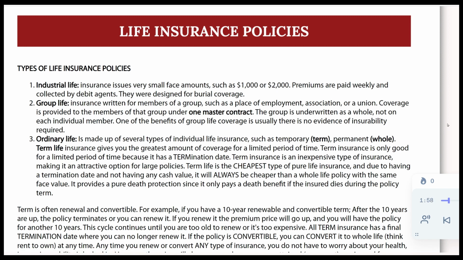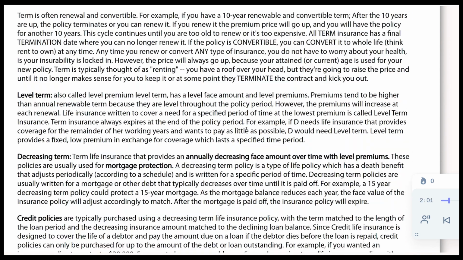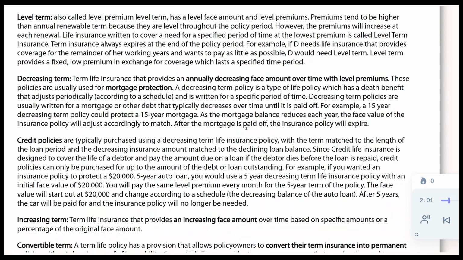Level term, also called level premium level term, has a level face amount and level premiums. Premiums tend to be higher than annual renewable term because they are level throughout the policy period. However, the premiums will increase at each renewal. Life insurance written to cover a need for a specified period of time at the lowest premium is called level term insurance. Term insurance always expires at the end of the policy period.